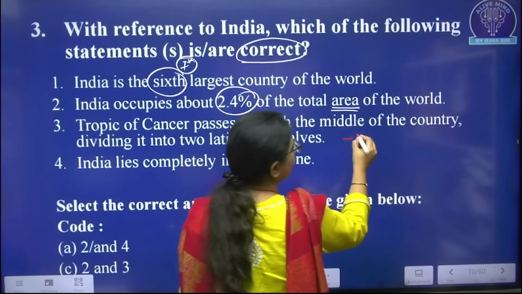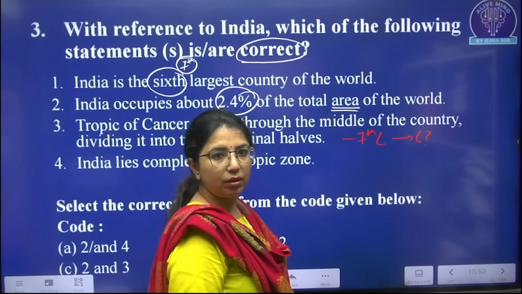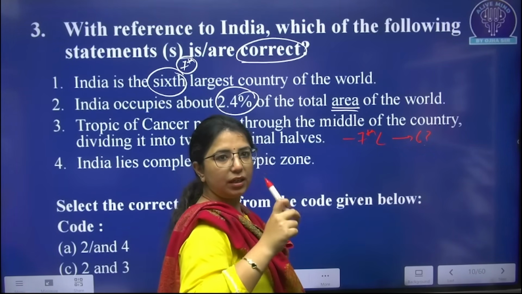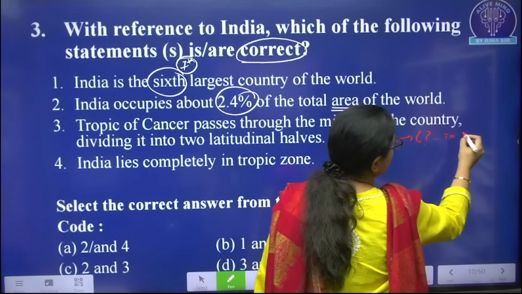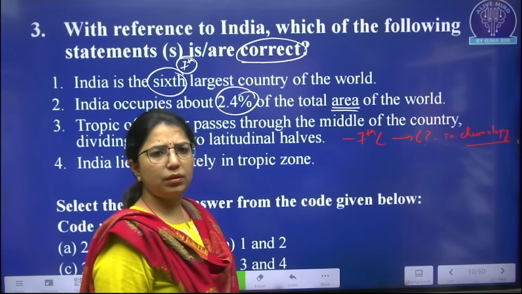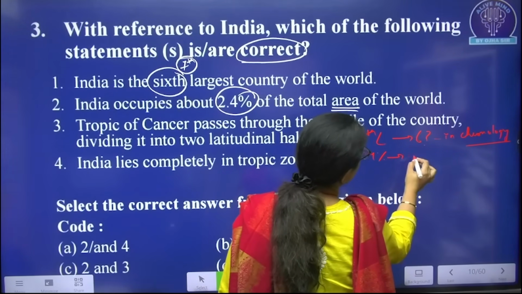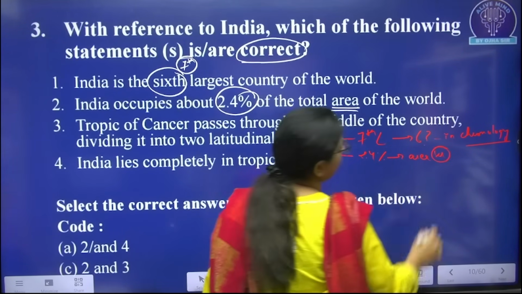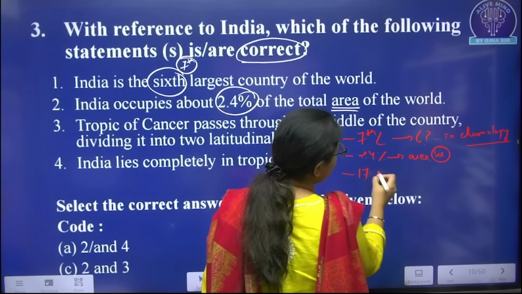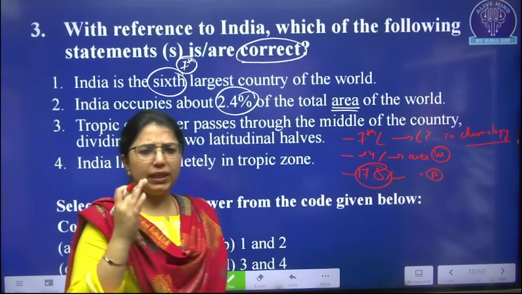So, 3 facts you got. 7th largest. What are the other 6 that you should know? Russia, Canada, USA, China, in chronology. They can ask you. The second fact that you got is that it is 2.4% of the world's area. And the third fact which I am giving you is that it is 17.5% of the world's population, based on the 2011 census.